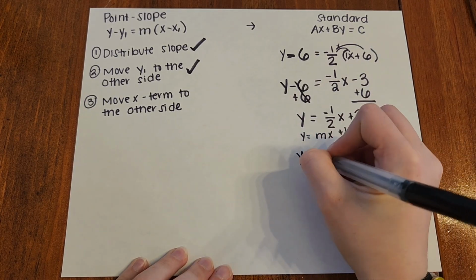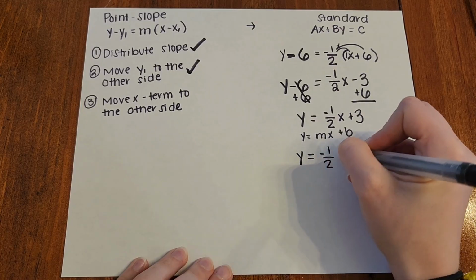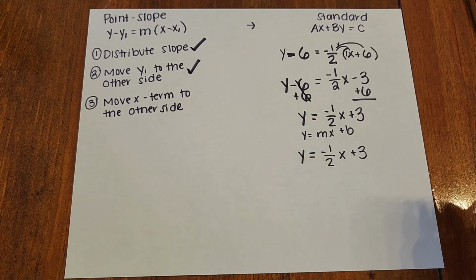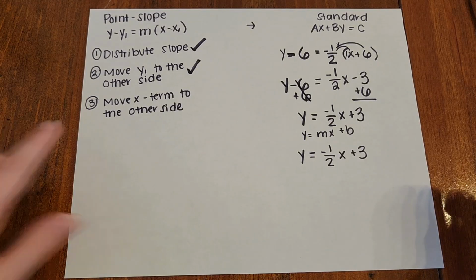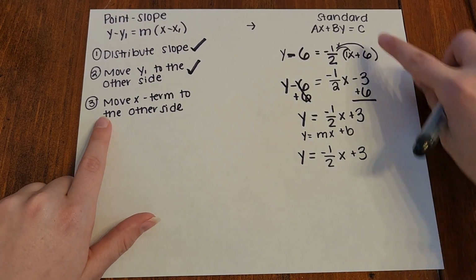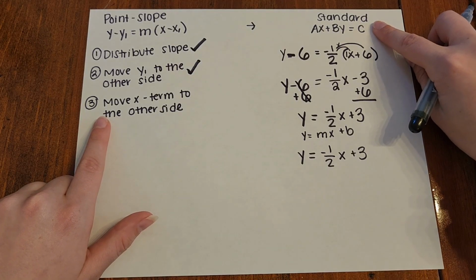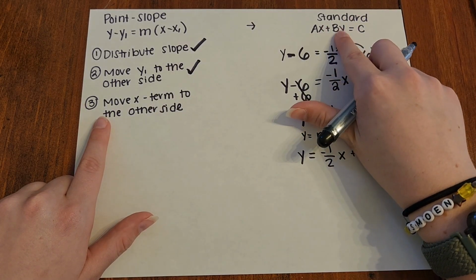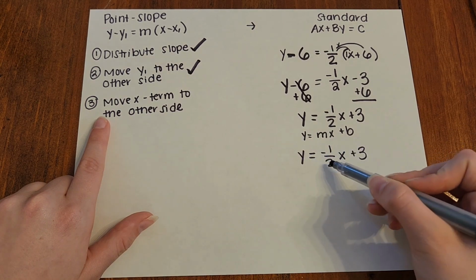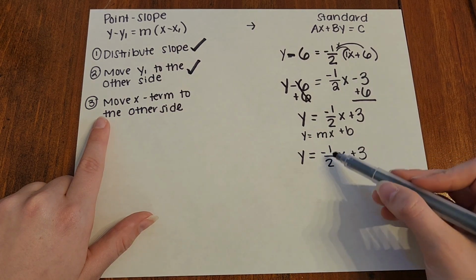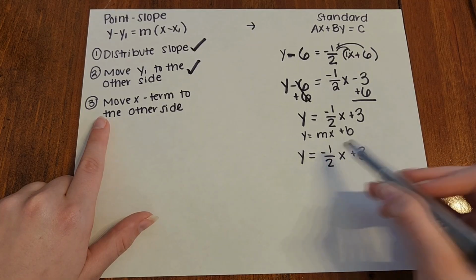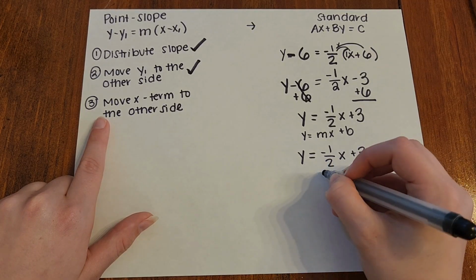So our equation is currently y equals -1/2x plus 3. And we're going to move our x term, which is our last step, moving the entire x term to the other side of our equation. If we look at our standard form equation, we have x and y on the same side of our equation. So we need to move this entire term with x to the other side. So -1/2x, we have to move it over to be with y. It's currently negative, so the opposite of negative is positive.